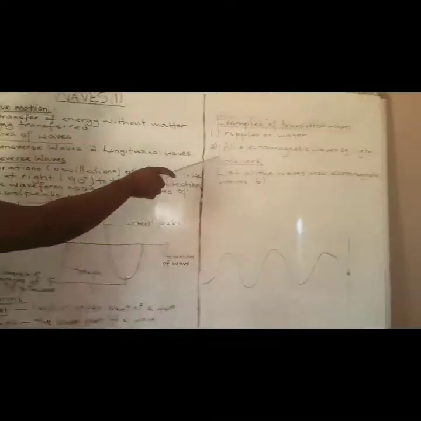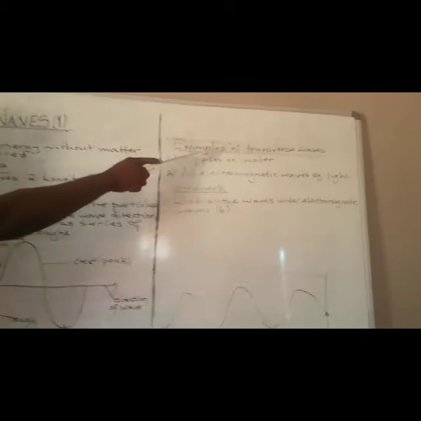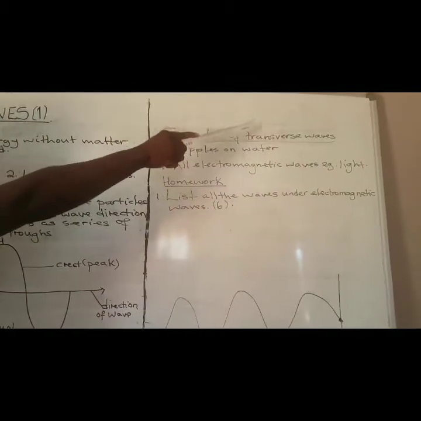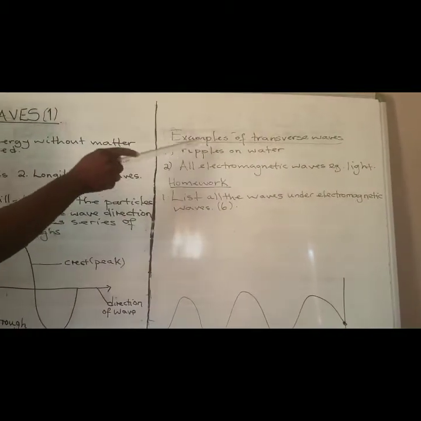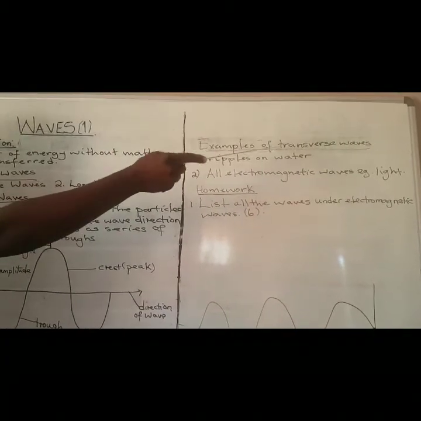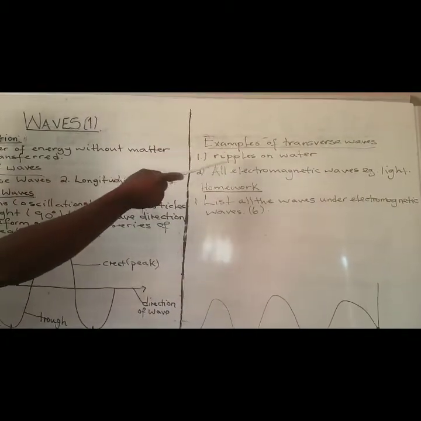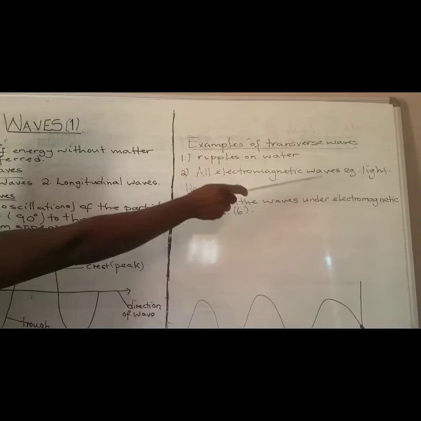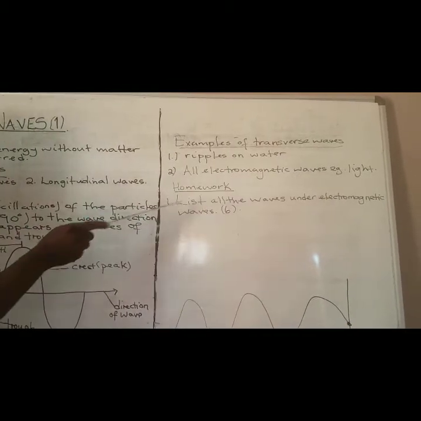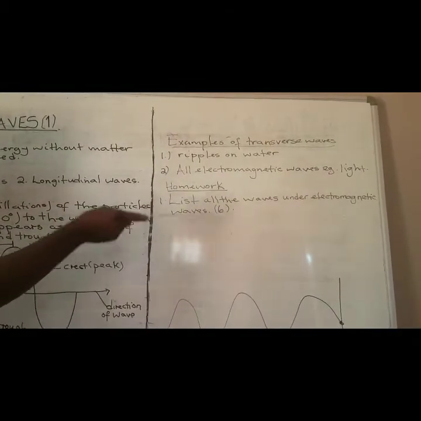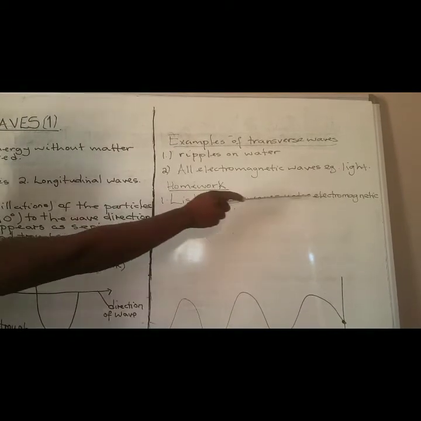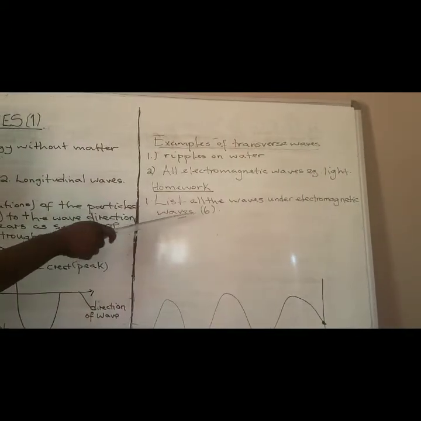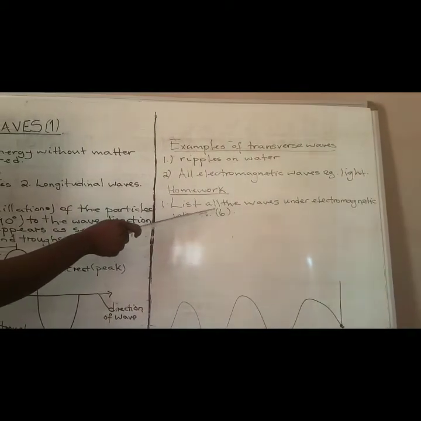So what are examples of waves or examples of transverse waves? Remember, transverse is a type. Then examples, we have ripples on water, which we usually call water waves, and all the electromagnetic waves, for example, light. Your homework, you are going to list now the other examples of electromagnetic waves. There are about 6 more remaining, which I want you to put down as your homework.